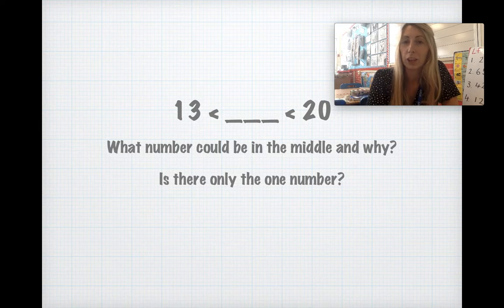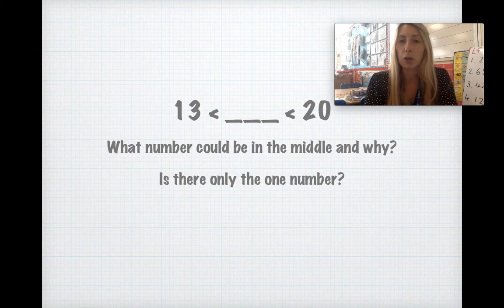So the numbers that could go in the middle, it could be any number between 13 and 20. So if you had 14, 15, 16, 17, 18 or 19, you would have been correct because they're greater than 13 but less than 20.